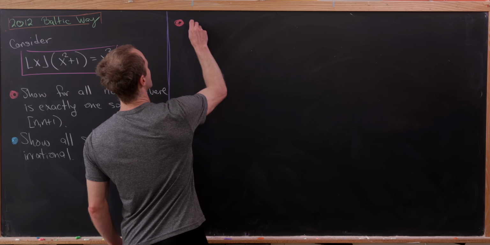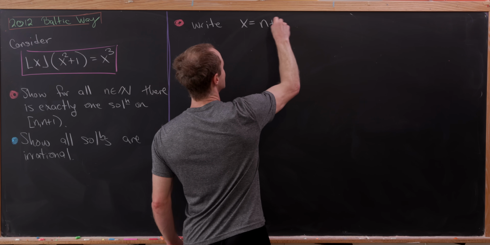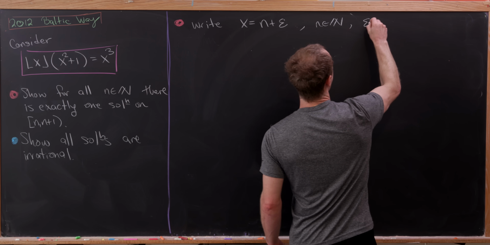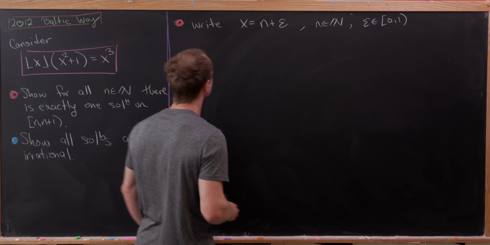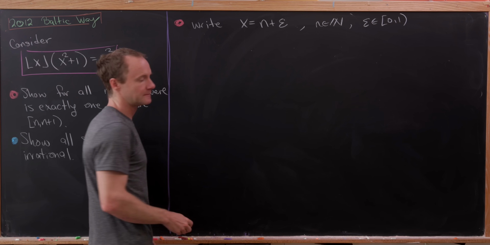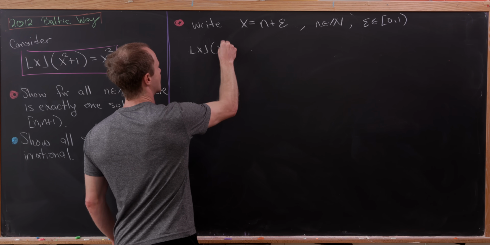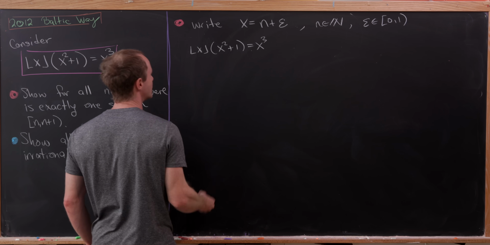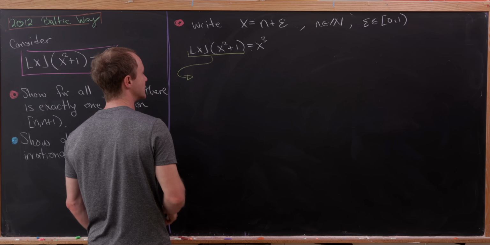So what we're going to start by doing is we'll write x as n plus epsilon. Here n will be a natural number and epsilon will be some real number between 0 and 1. We're doing that because if we take the floor of x, we get n. Okay, so now let's take our equation. We've got floor of x times (x squared plus 1) equals x cubed. Let's see what happens to the left hand side as well as the right hand side of this equation.